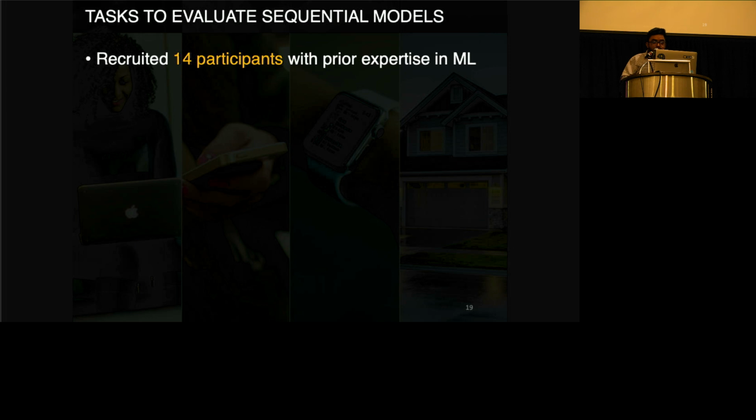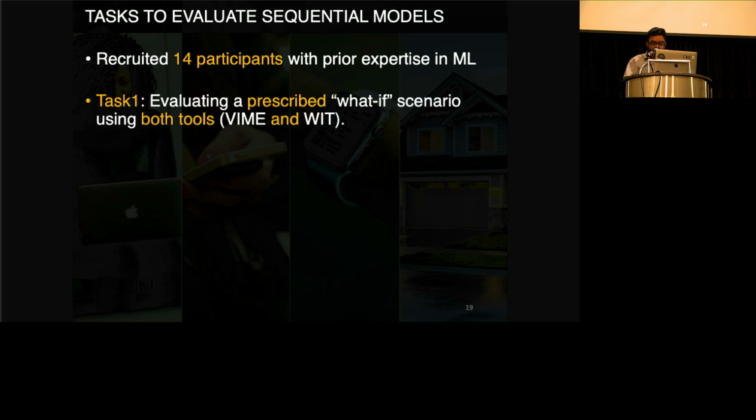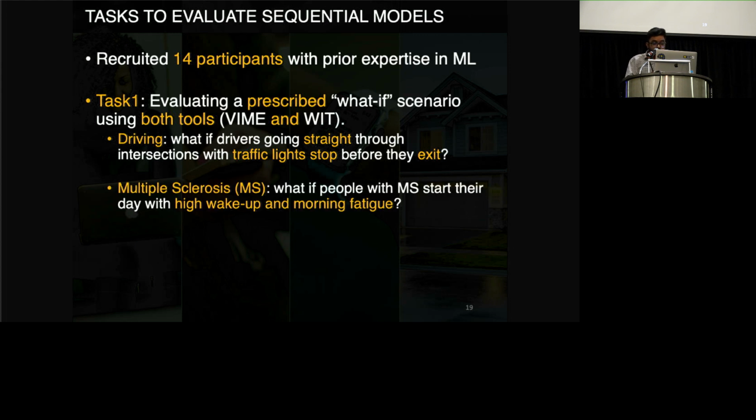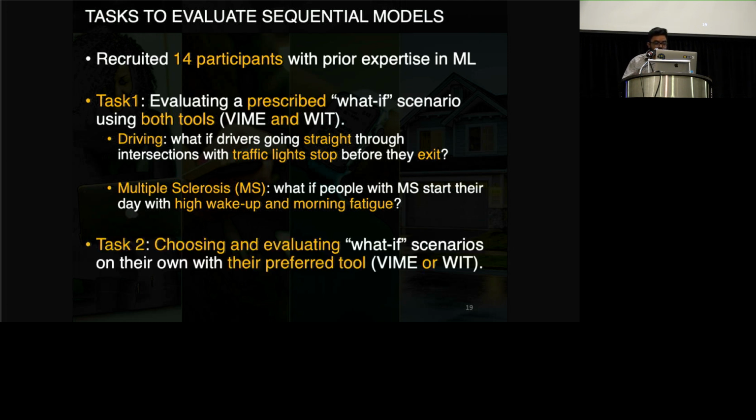For the user study, we recruited 14 participants with prior expertise in ML and asked them to complete two tasks. In task 1, they evaluated a prescribed what-if scenario using both VIME and WIT, where the driving scenario I already showed you in the live demo. And for the MS model, participants had to create a scenario where people with MS started their day feeling high fatigue. And for task 2, participants had to choose and evaluate what-if scenarios on their own with their preferred tool, either VIME or WIT.